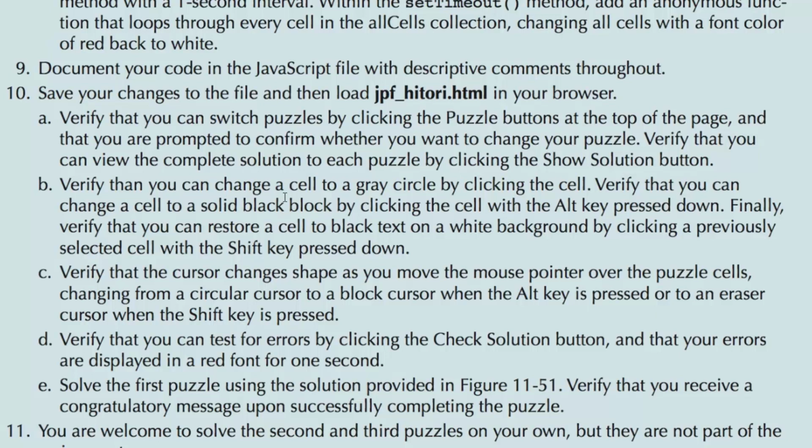We want to verify that we can change a cell to a gray circle by clicking the cell. Verify that we can change the cell to a solid black block by clicking the cell with the Alt button pressed down. And then finally restore a cell to black text on white background by clicking a previously selected cell with the Shift key down. We also want to verify the cursor changes shape as we move the mouse pointer over the puzzle cells, changing from a circular cursor to a block cursor when the Alt key is pressed, or the eraser cursor when the Shift key is pressed.